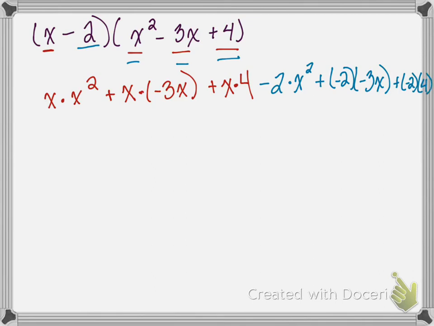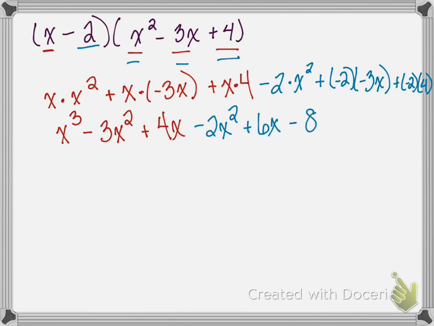Okay? Now we are going to multiply and then eventually simplify. So I have x times x squared. That gives me x to the third. Then I have minus 3x squared. And then I have plus 4x. For my next set of computations, I have -2x squared plus 6x minus 8.